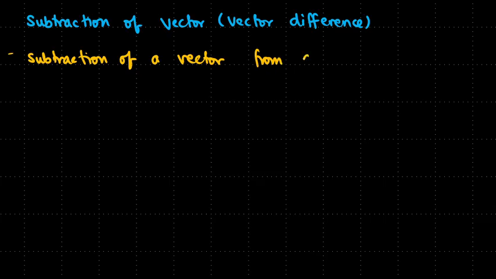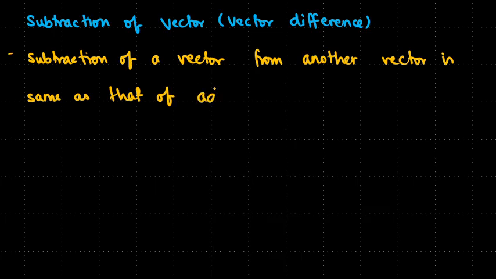from another vector is the same as that of addition of the negative of a vector with another.